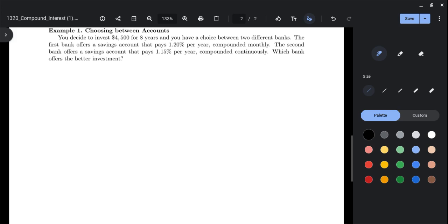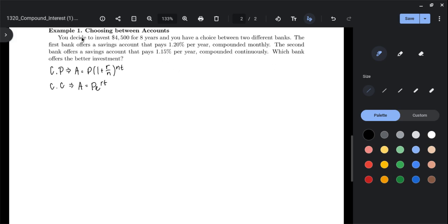So first, let's identify our different unknowns. So remember that if it's compounded periodically, we're going to use the formula A equals P times 1 plus R over N to the NT power. And if it's compounded continuously, we're going to use the formula A equals P times E, the number, raised to the RT power. All right, so first off, A and P, do we have those values?